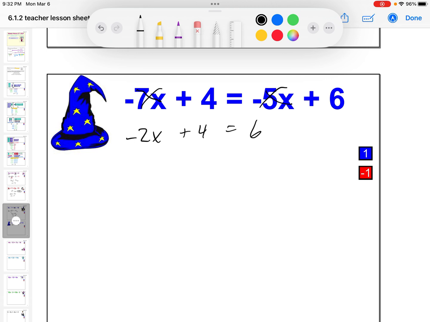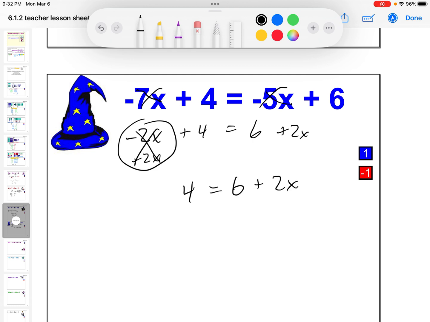Well, I told you earlier we want positive x tiles, so I'm going to add 2 x tiles on the left, and I'm going to add 2 x tiles on the right. Why? First, it 0 pairs out, and on the right side I now have positive x tiles. Fantastic. So 4 equals 6 plus 2x. Okay, let's 0 pair these 6 out by adding -6 and by adding -6. So I end up with a -2 on that side. These 0 pair out with 2x. What do I know? -1 has to equal x, right?